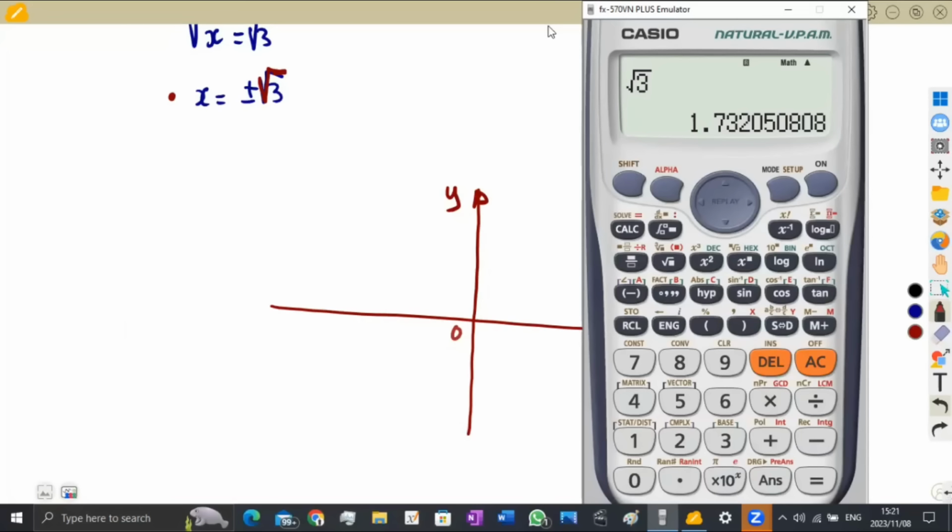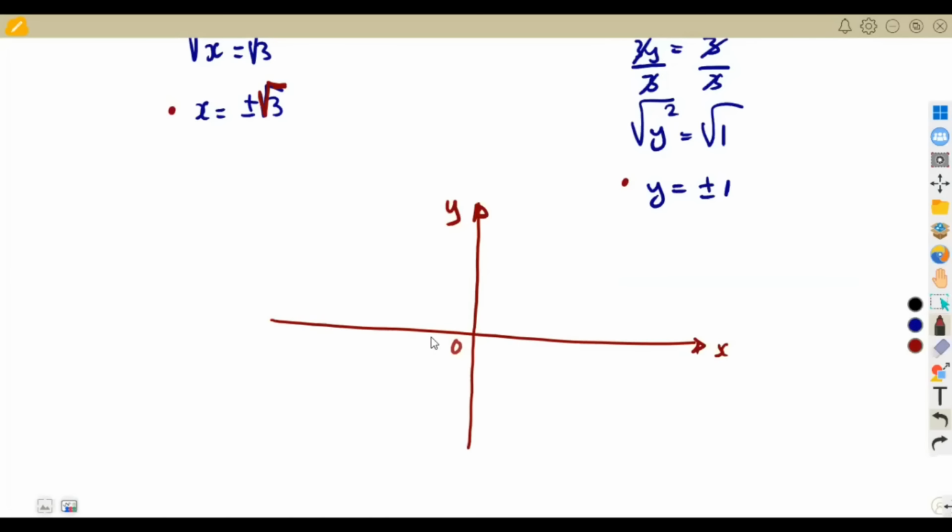So as you can see, this value is greater than 1. So the x values are going to be a little bigger than the y values. Let's say we've got negative square root of 3 here, and we also have the positive square root of 3 here. On top, we are going to have positive 1. As we compared, the square root of 3 is greater than this one.